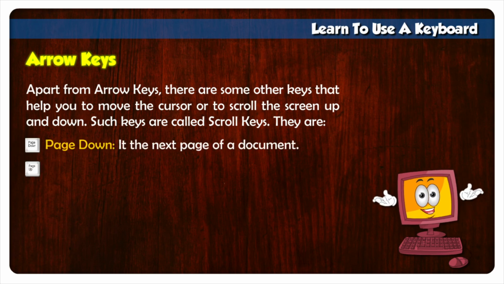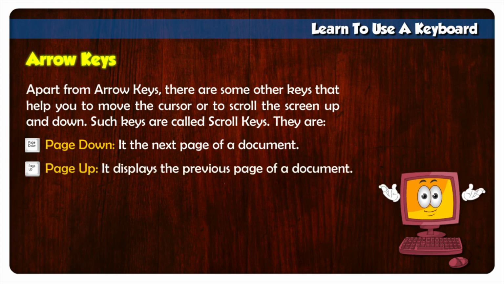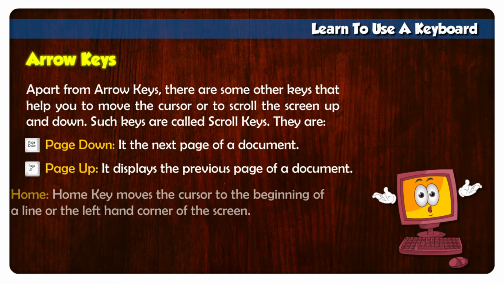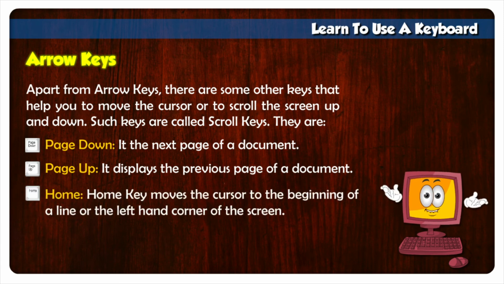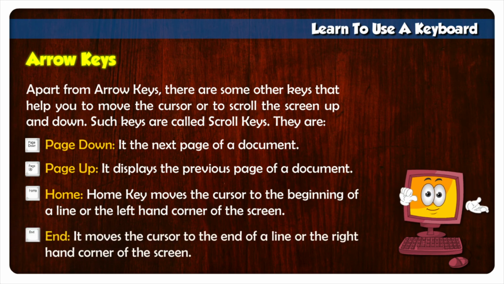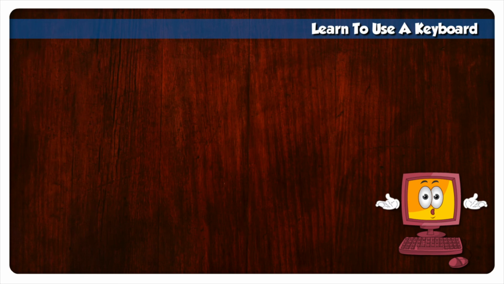Page down displays the next page of a document. Page up. It displays the previous page of a document. Home. Home key moves the cursor to the beginning of a line or the left-hand corner of the screen. End. It moves the cursor to the end of a line or the right-hand corner of the screen.